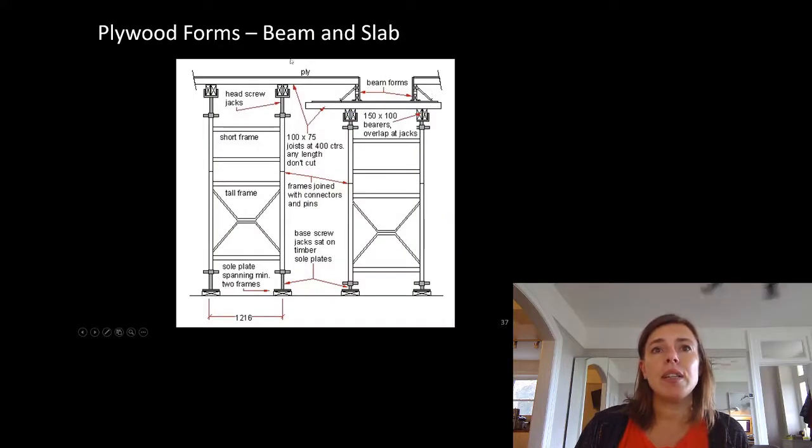Just an idea, just here's an example of plywood formwork. So here would be the beam form, here's the slab form, and then here's everything that it takes to support it. This is all the scope of the contractor. We tell them what this needs to be, and they have to design this to support the temporary loads or the loads of the wet concrete.